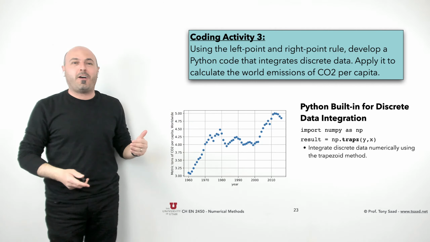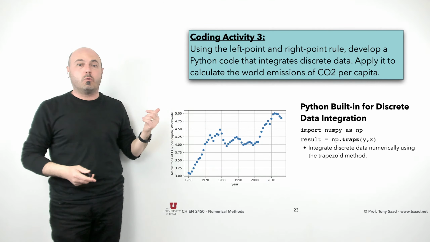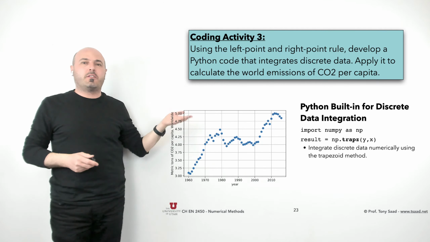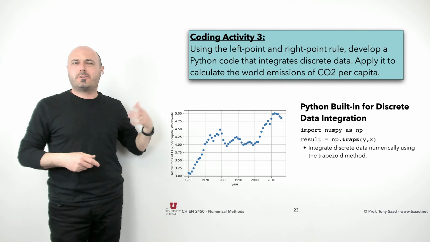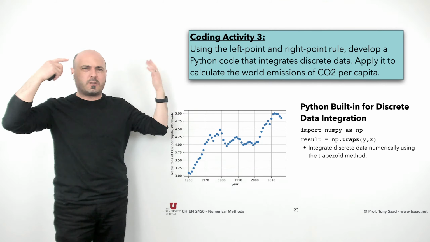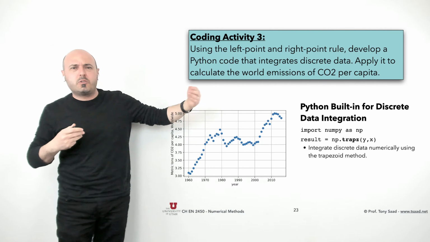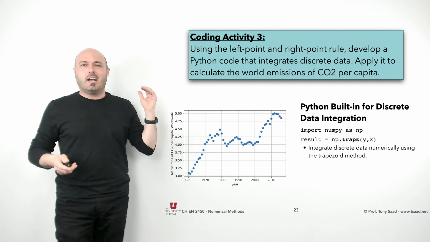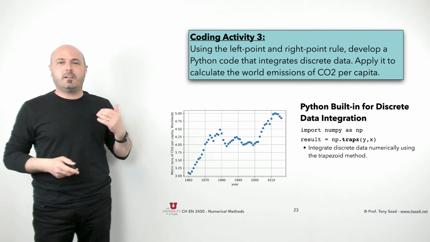Next, we're going to apply the left rule and right rule to discrete data. Why did I choose the left rule and the right rule, and didn't ask you to do the midpoint rule? Because they're just easier. For the midpoint rule, you're going to have to reason about how many points you have. Do you have an even number of points, an odd number of points? You're going to skip the midpoint. I would just do the left rule and right rule.